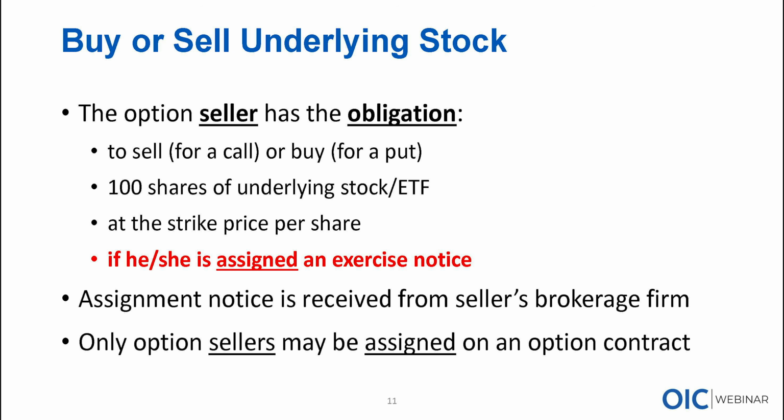The assignment notice that they receive is going to be coming from your brokerage firm, and only sellers can get assigned on an option contract. The one thing about assignment is that you have no choice. I mentioned that the buyer is in the driver's seat, the buyer's in control. The seller has no control over their option contract. They are obligated to fulfill those terms if called upon to do so. The only way the seller can avoid that obligation is to close out their contract ahead of time and buy that contract back to close.